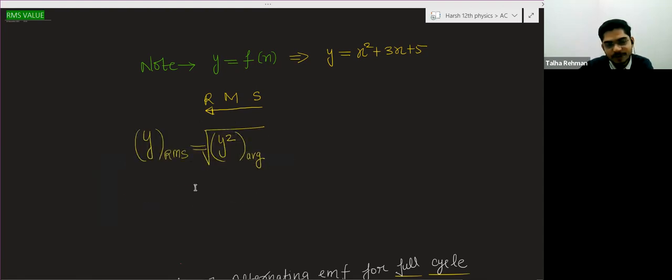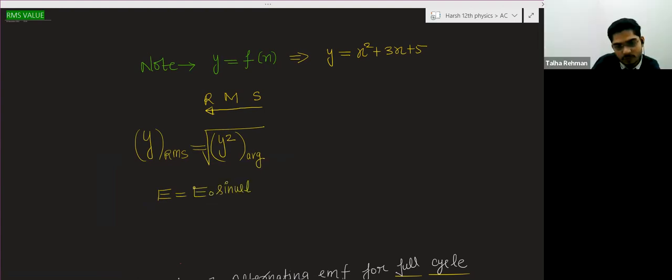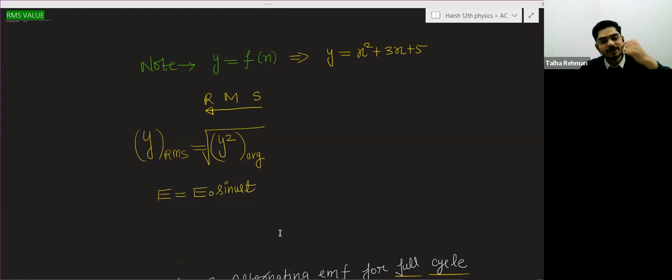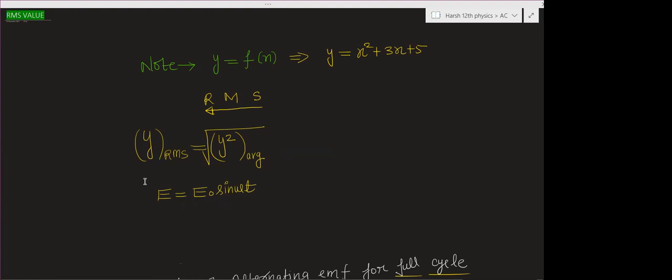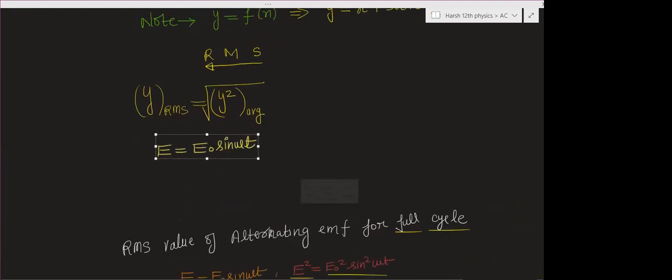So why am I telling this? Because we also have a variable function, that is e is equal to e naught sine omega t. And this e is changing with time. So this e is also a variable function. And if this is a variable function, apart from the average value, we will calculate the root mean square value also. We will calculate the root mean square value of this EMF for the full cycle. Full cycle means for the time period of 0 to T.